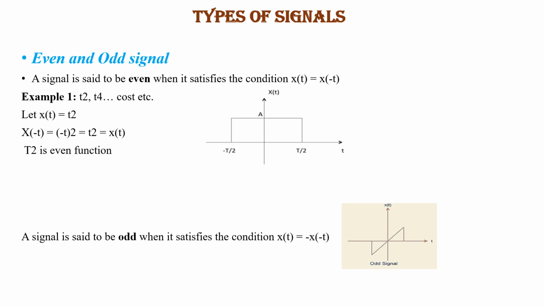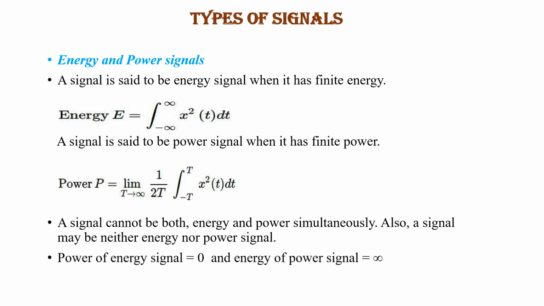The signal is said to be odd signal if it satisfies the condition x of t equal to minus of x of minus t. Odd signal is also called as antisymmetric signal. Energy and power signal. Energy signal is one which has finite energy and zero average power.